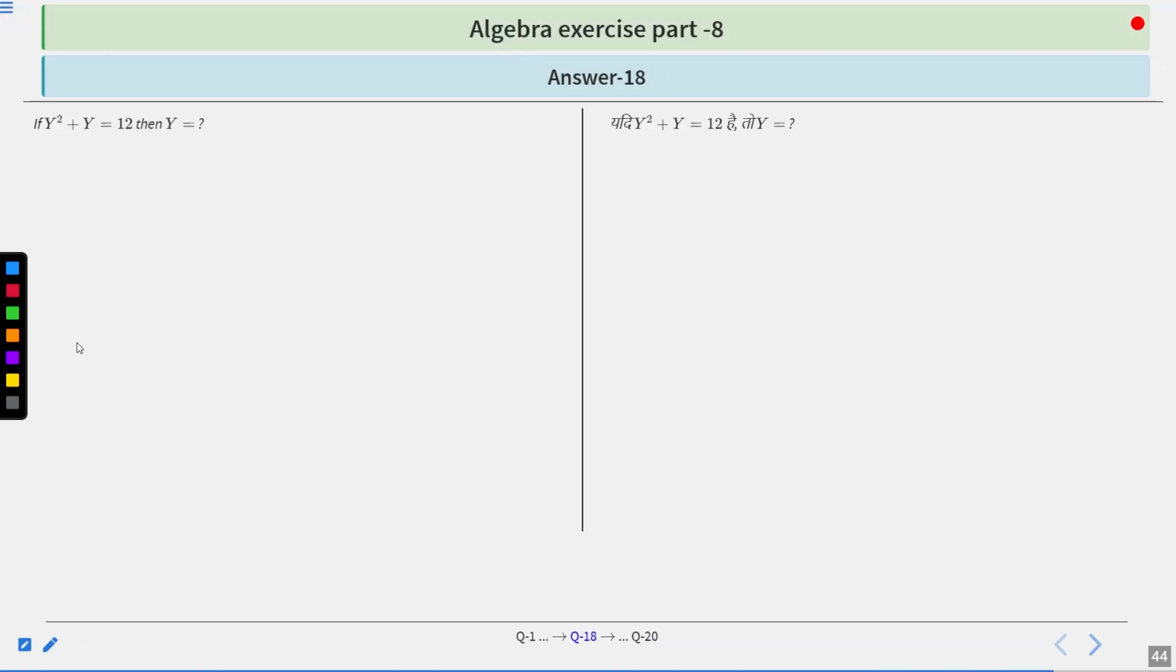So we have to find the value of y, and y square plus y is equal to 12 is given to us. The answer to this question is option number D, 3. Now let's have a look at the solution of this question. We were given y square plus y equal to 12. Therefore, we can also write y square plus y minus 12 equal to 0.